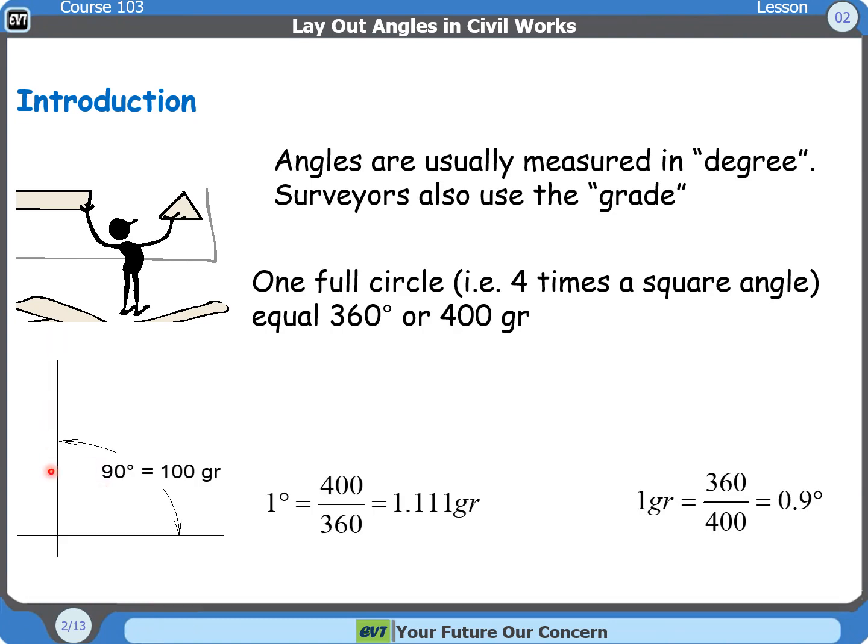We have an angle with 90 degrees. 90 degrees equals 100 grades. To explain more between degree and grade, 1 degree equals 400 divided by 360 equals 1.111 grade, and 1 grade equals 360 divided by 400 equals 0.9 degree.